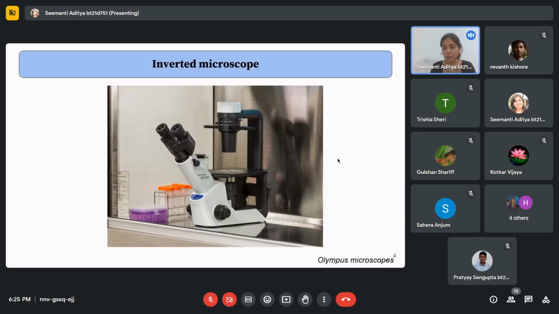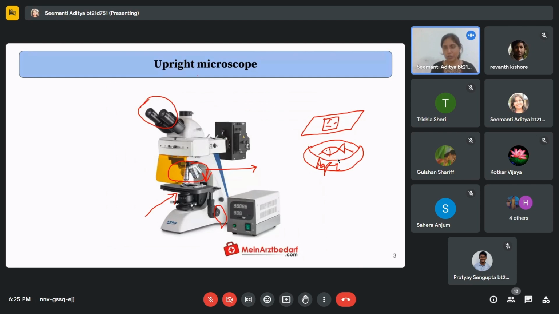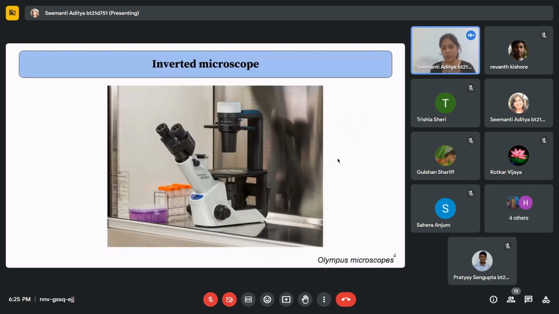But generally in our lab, we use both kinds of setup. We have an upright microscope and also an inverted microscope. The upright microscope we generally use for zebrafish samples, for studying the development of the zebrafish embryo, and for imaging the zebrafish brain. But what we very regularly use is the inverted microscope for cell culture. Here you can see that the objective is placed below, unlike the earlier one.